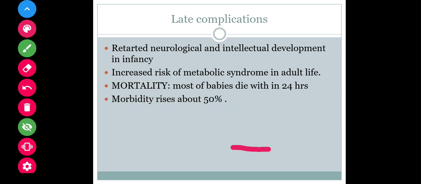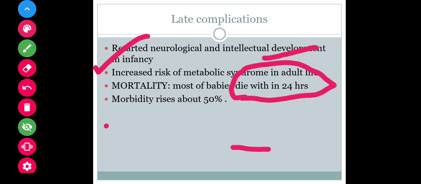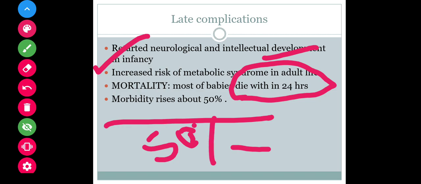Late complications include retarded neurological and intellectual development in infancy, because the fetus has not grown properly, so there might be an increased chance of neurological and intellectual impairment, and increased risk of metabolic syndrome in adult life when they grow up. Mortality: most of the babies die within 24 hours, and morbidity rises to about 50%. However, if an IUGR baby has survived, they suffer with these complications, and most of the babies will die within 24 hours, with 50% chances of complications.